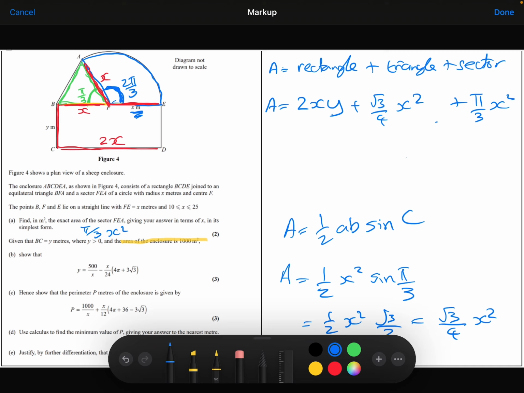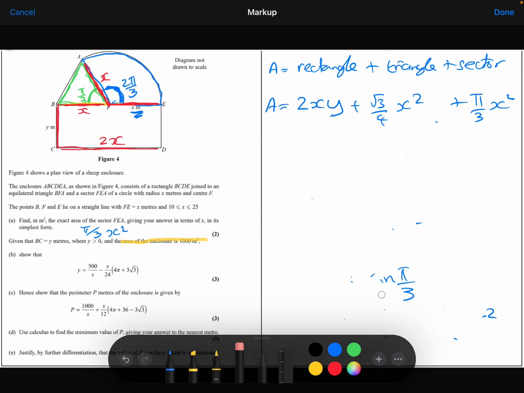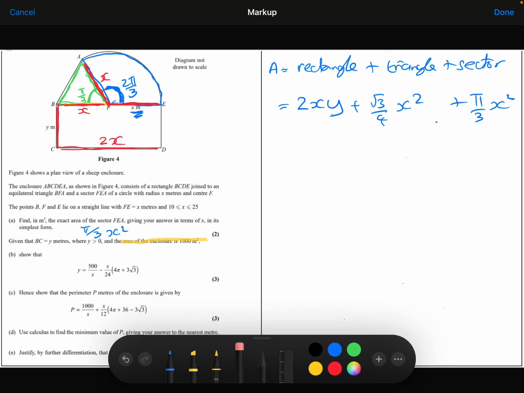Okay, so I have got an expression for my area in terms of x and y. All I want to do now is rearrange, well, actually I'm told that the area was 1000. So I can make my expression equal to 1000. Now I am going to rearrange this to make y the subject and hopefully show it's the same thing as this.